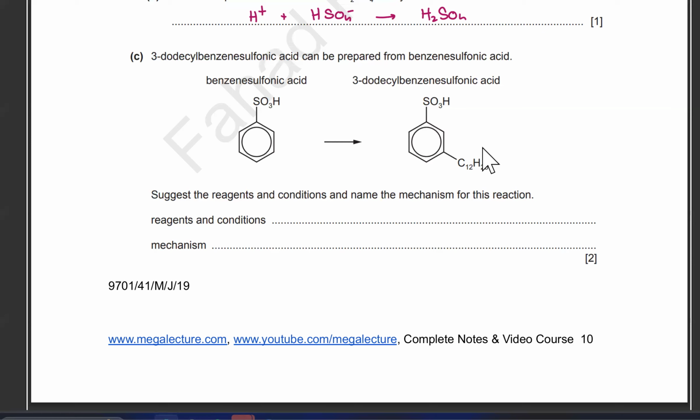We just did that. What happened over here? An alkyl chain got attached, right? There's an alkyl chain that's getting attached in this reaction. So what would be the reagent for this? A haloalkane, so there must be a Cl over there as well. So the reagent would be C12H25Cl. And the condition is that you would need an AlCl3 catalyst. Is that clear? And the mechanism for this reaction is what? Electrophilic substitution.